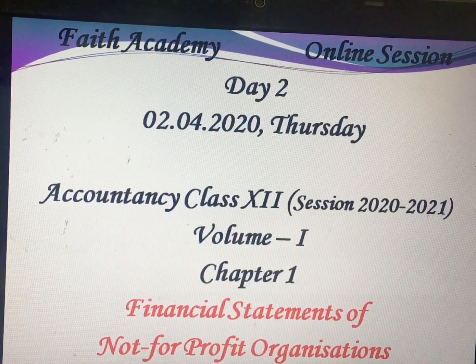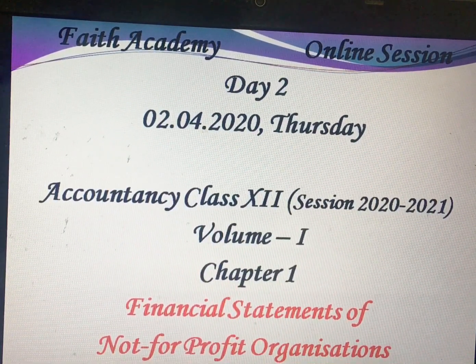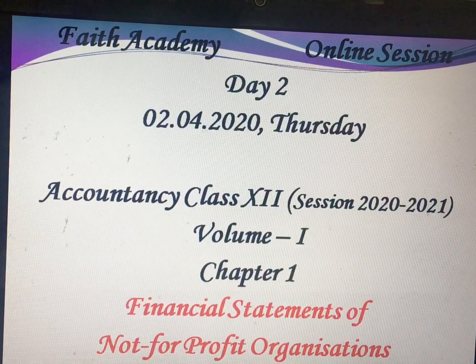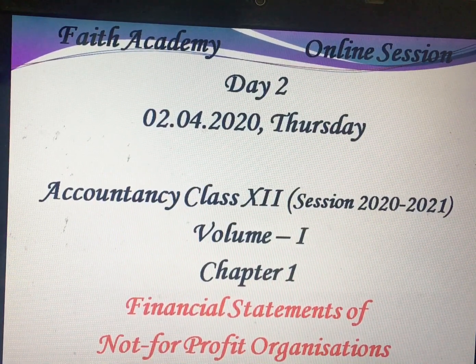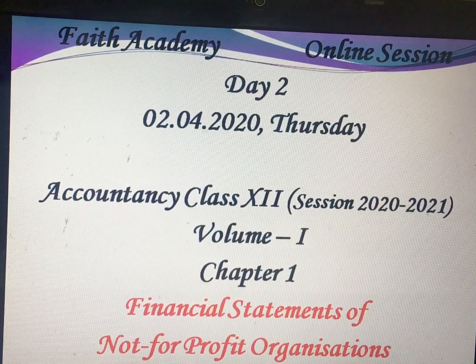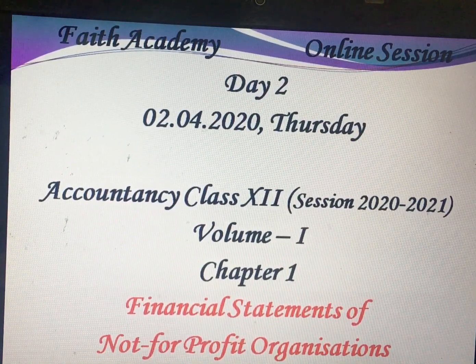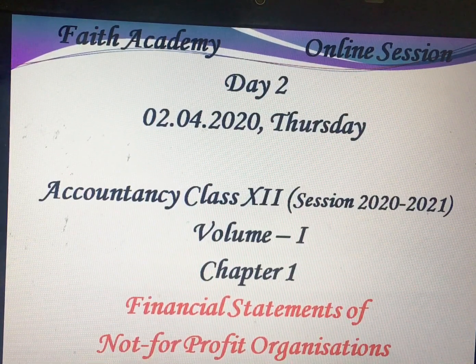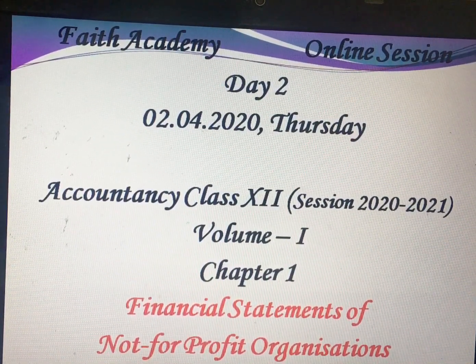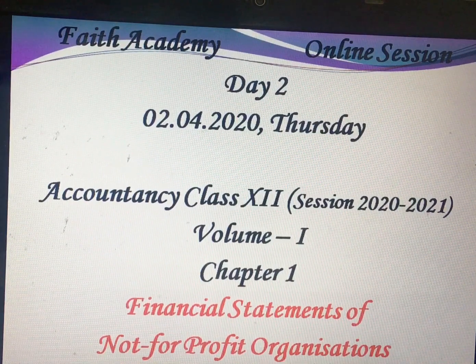The second session for accounts. We started with chapter 1 of financial statements of not-for-profit organizations. We talked about the definition, the features of such organizations, and what kind of financial statements we prepare. We studied a little bit about the features of receipts and payment account.